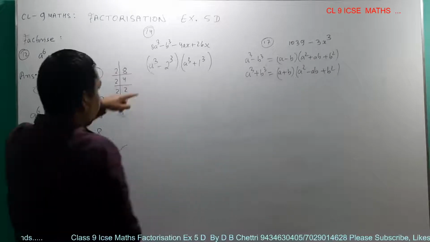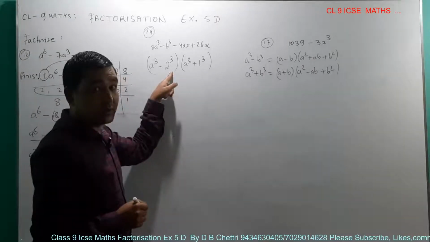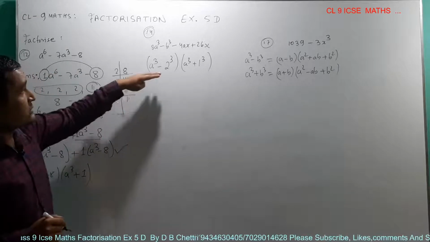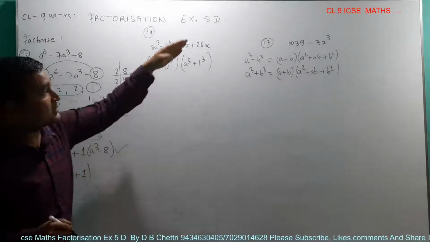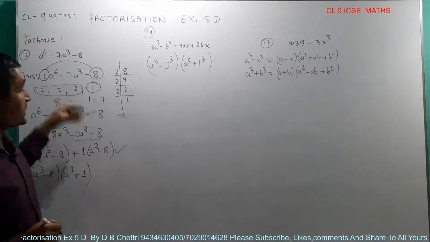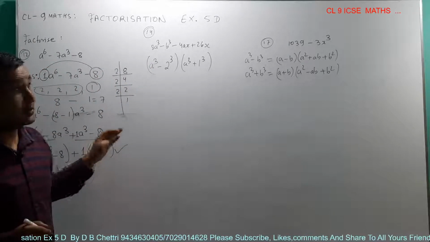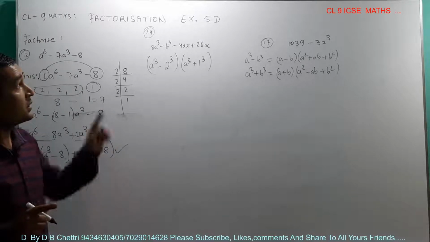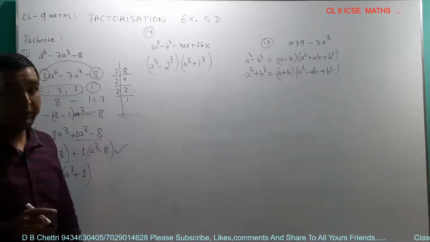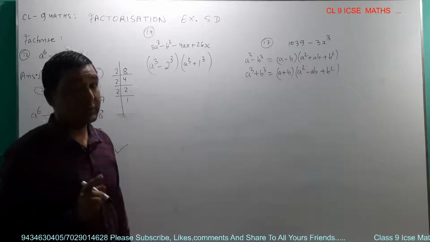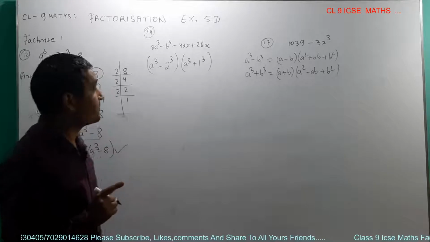These expressions, because they are converted into formula form. After doing the trinomial factorization, the expressions come into formula form. Now we use the formula to factorize it. If you have some problem regarding this trinomial factorization, please go through the trinomial exercise, I think this is exercise 5B, exercise 5C. If you missed that video, please go through that video. That video is very important for higher classes.